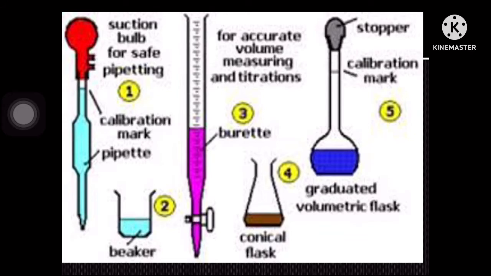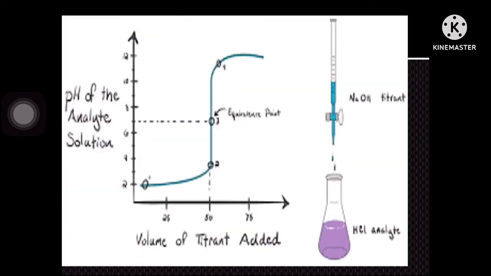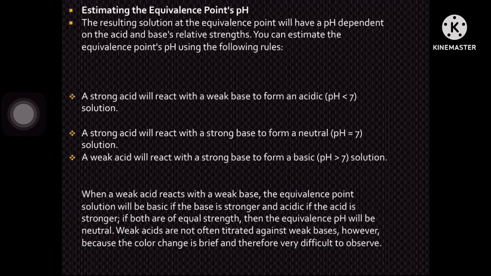These are the common instruments used: a pipette, a calibrated mark pipette, beaker, burette, conical flask, and a graduated volumetric flask. This is an example. In the conical flask, we have taken HCl as the analyte and NaOH is in the burette, and the reaction is noted, and there is a graphical representation.